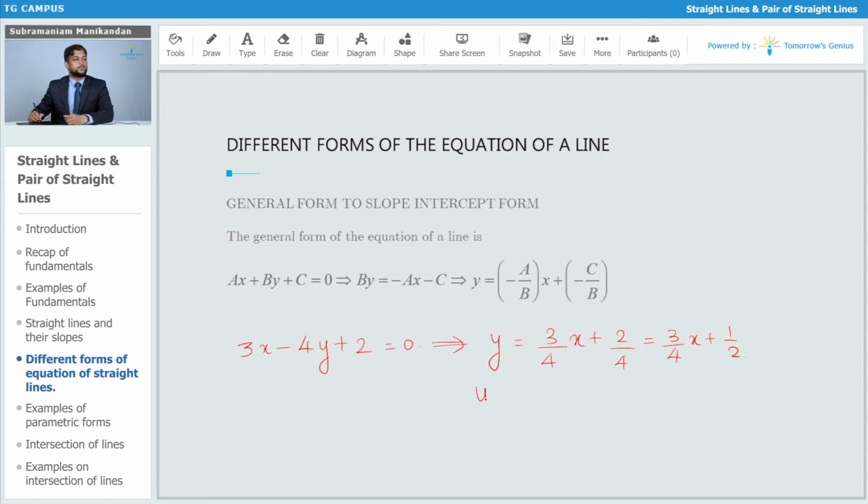So comparing it with y is equal to mx plus c form, we get the slope m as 3 upon 4 and c as 1 upon 2. So thus the slope of the line is 3 upon 4 and the y-intercept is 1 upon 2.